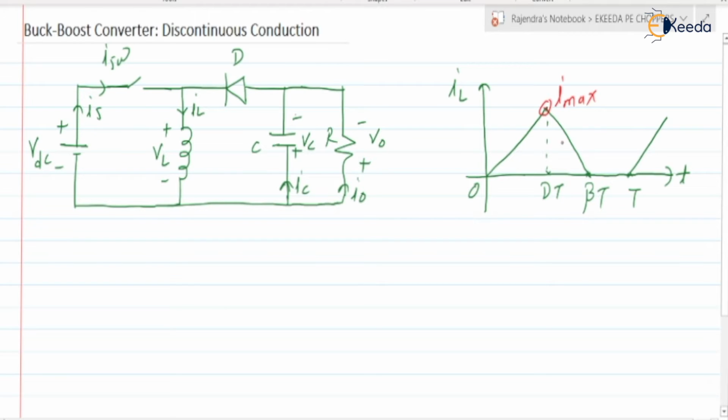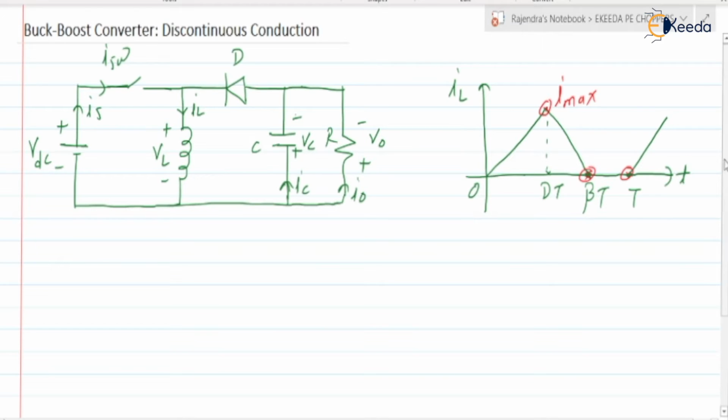Here the inductor releases the energy only till time beta T. After beta T, the circuit will be at the rest position. So 0 to DT indicates the on time of the switch, and DT to beta T indicates the off time of the switch. After beta T till T, the circuit will be at the rest position. After T, the next on time will start.